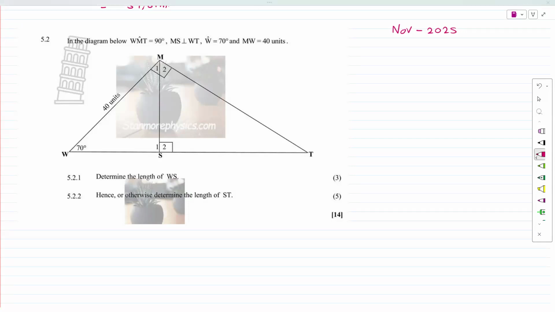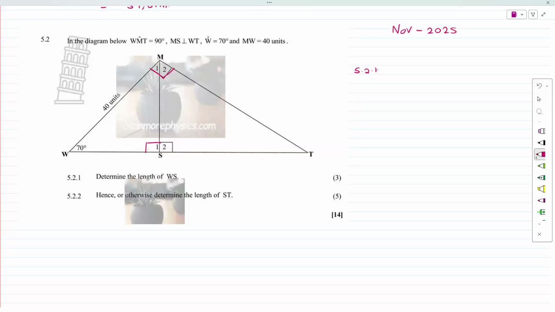So if we start with November 2025, in the diagram below, they told us WMT is equal to 90. So we know this is 90 degrees. That's fine. We know that MS is perpendicular to WT. That means this is also a right angle. That's cool. That should be no problem. And the rest of it should be fine as well.